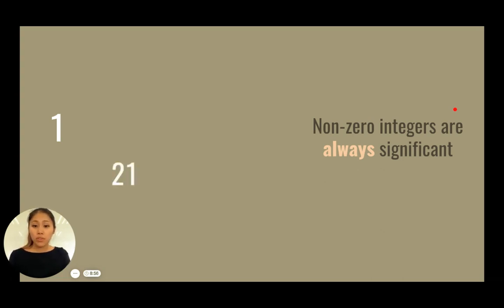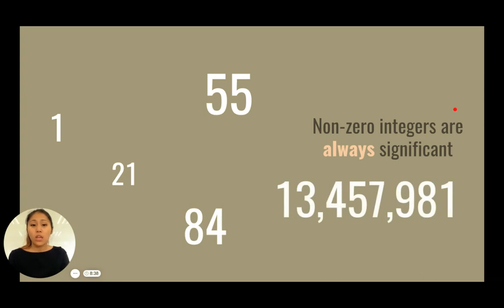21, both of these digits are significant, so there are 2 significant figures in this value. 55, similarly, both of them are non-zero integers, so this has 2 significant figures. 84, 2 significant figures, and 13 million, this value has 2, 3, 4, 5, 6, 7, 8, a total of 8 significant figures.